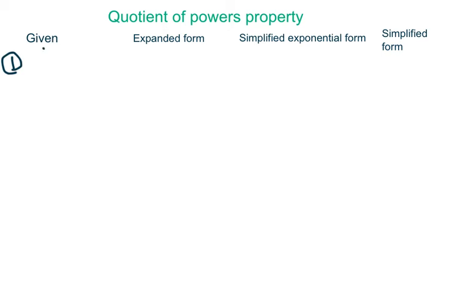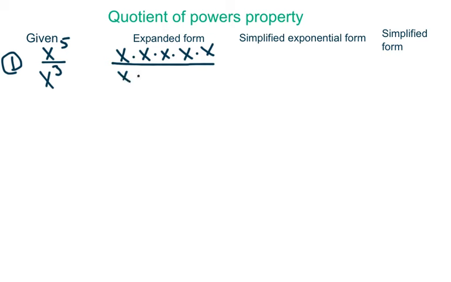X to the fifth over x to the third. The expanded form of x to the fifth is x times itself 5 times over the expanded form of x to the third, which looks like that.